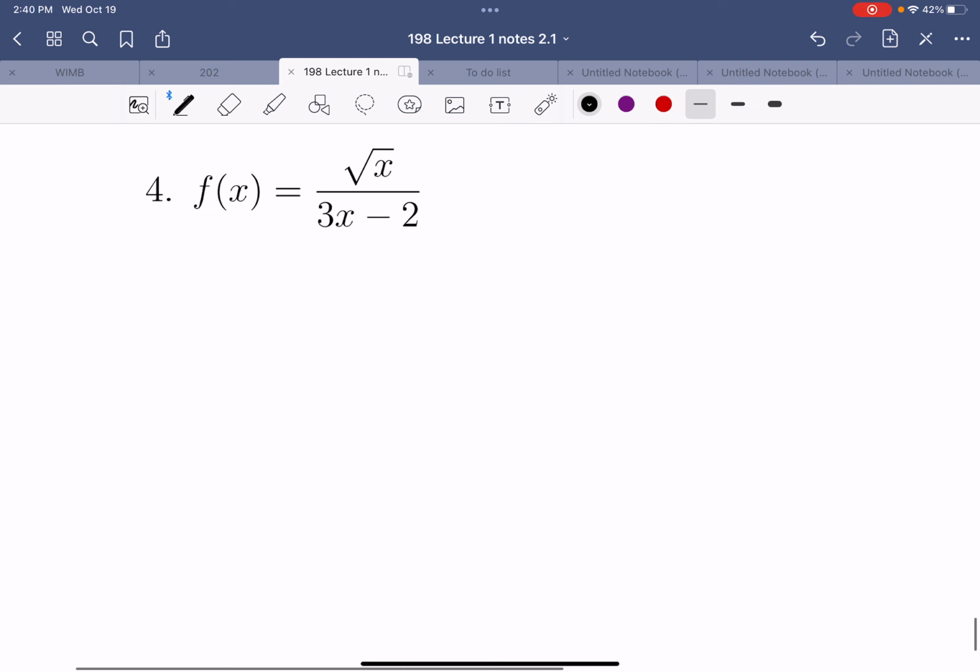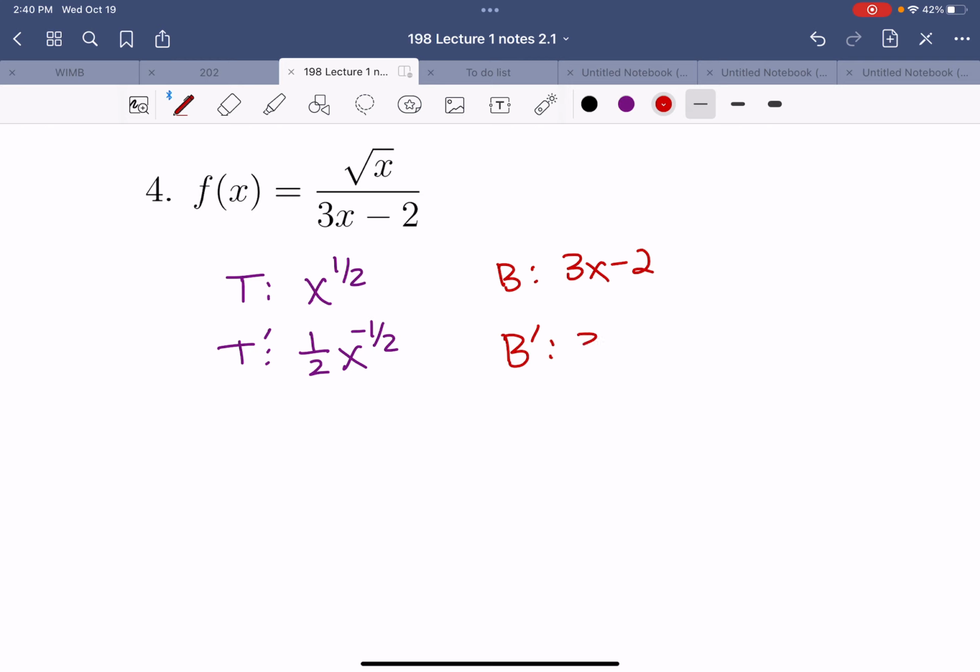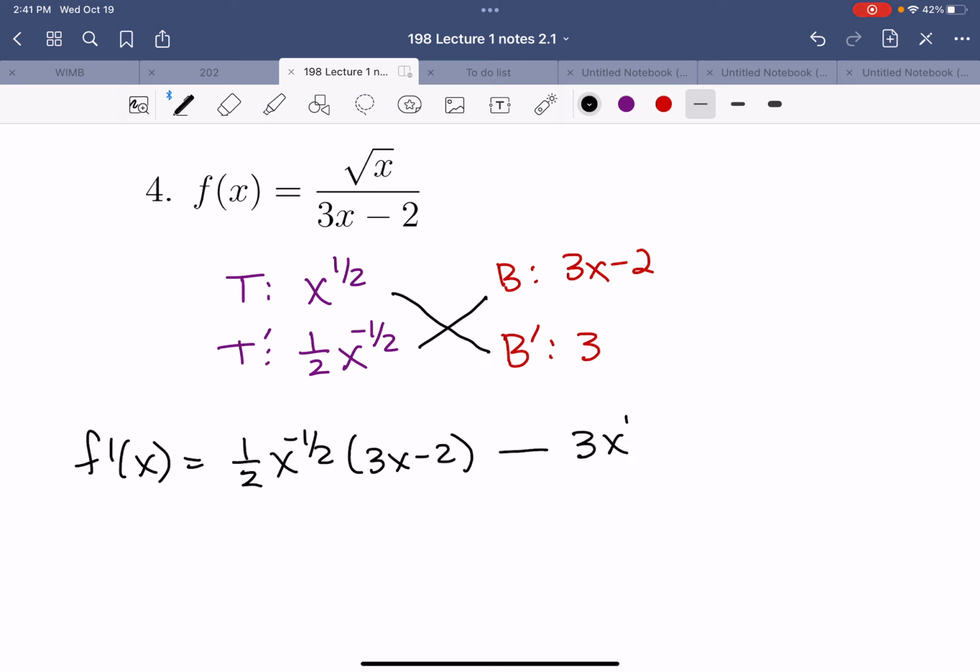And lastly, number 4, my top is the square root of x, which I'm going to write as x to the 1/2 so that it's ready to take the derivative of. Its derivative is 1/2 x to the minus 1/2. The bottom is 3x minus 2, and its derivative is just 3. That way, when I put this all together using quotient rule, I'm multiplying these two together. So 1/2 x to the minus 1/2 times 3x minus 2. Minus, that's the big difference with quotient rule, these two multiplied together, which is 3x to the 1/2, all over 3x minus 2 quantity squared.